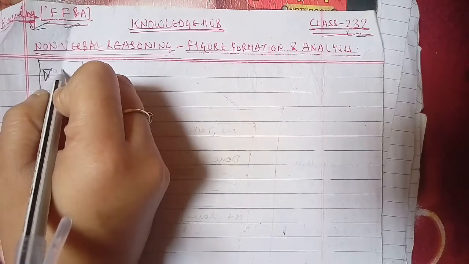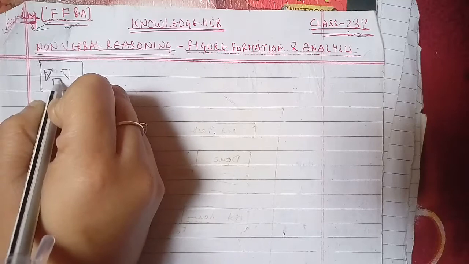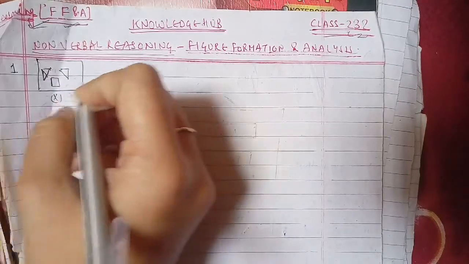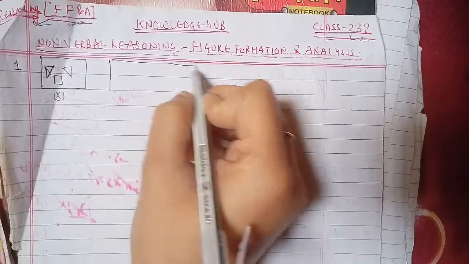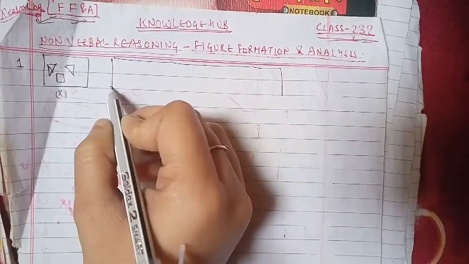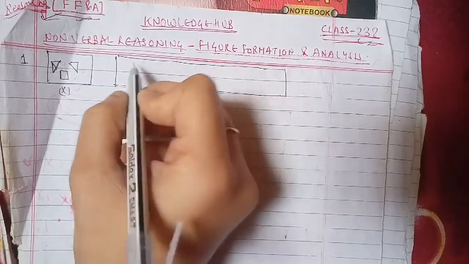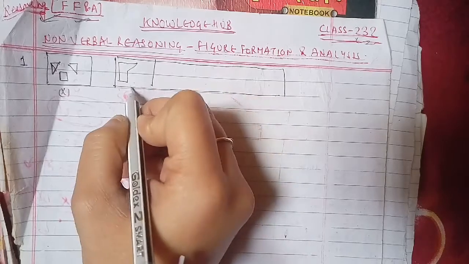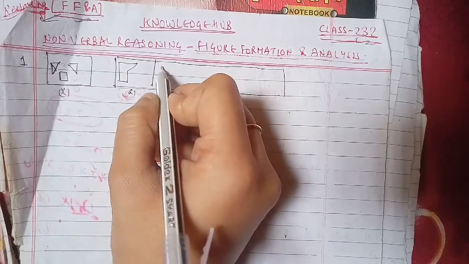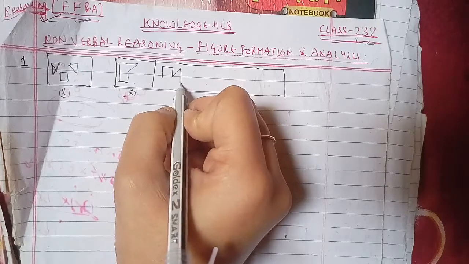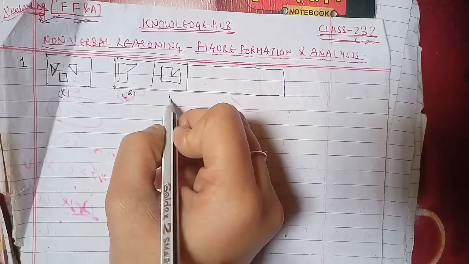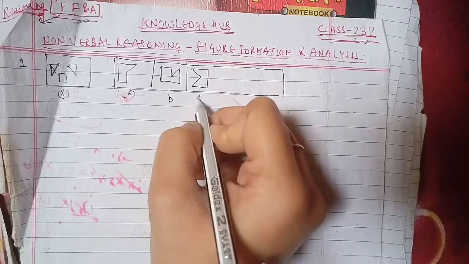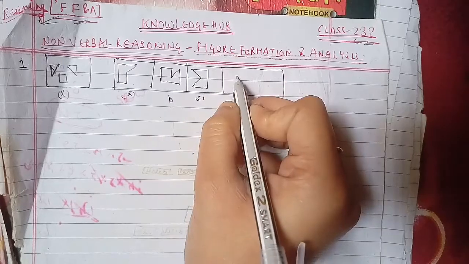This is the figure formed, which is figure X here. So we have this named as figure 1. This is figure A, figure B, figure C, and figure D.